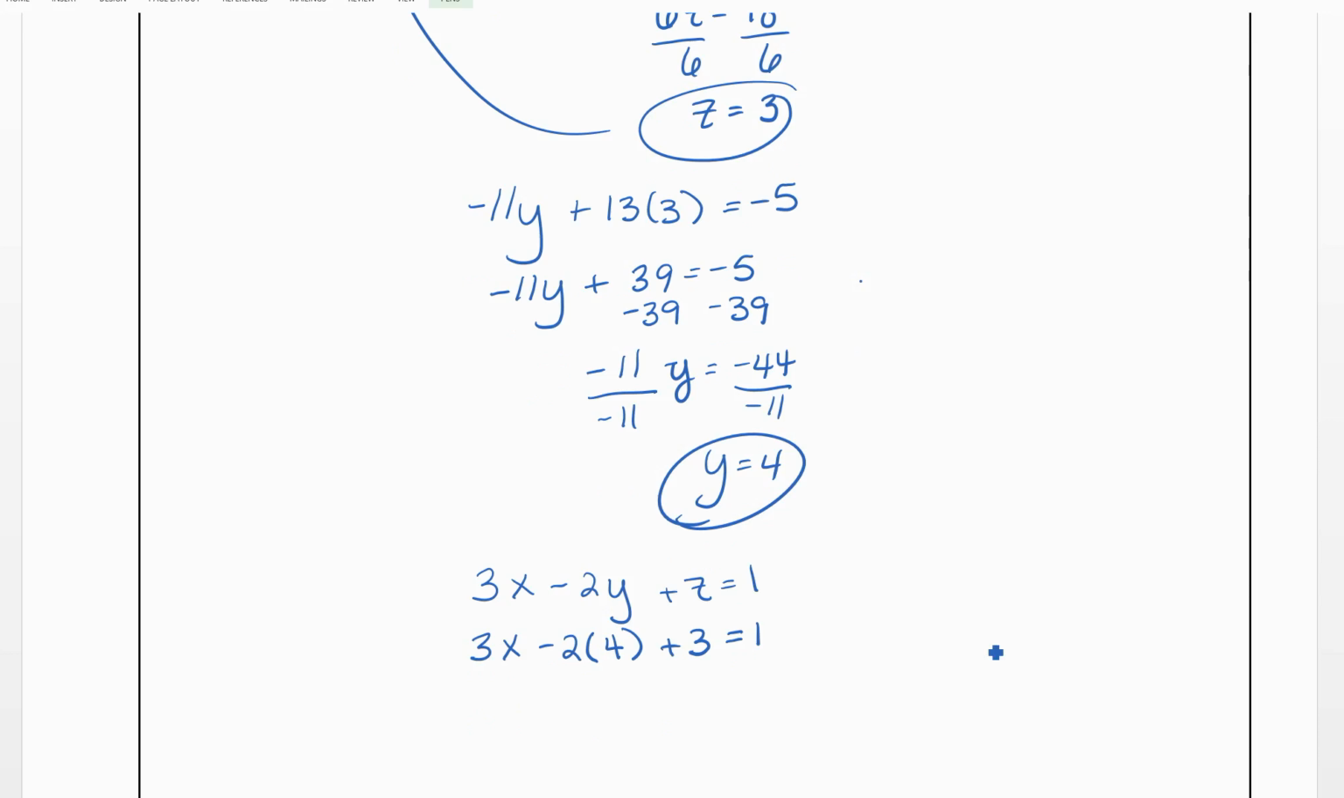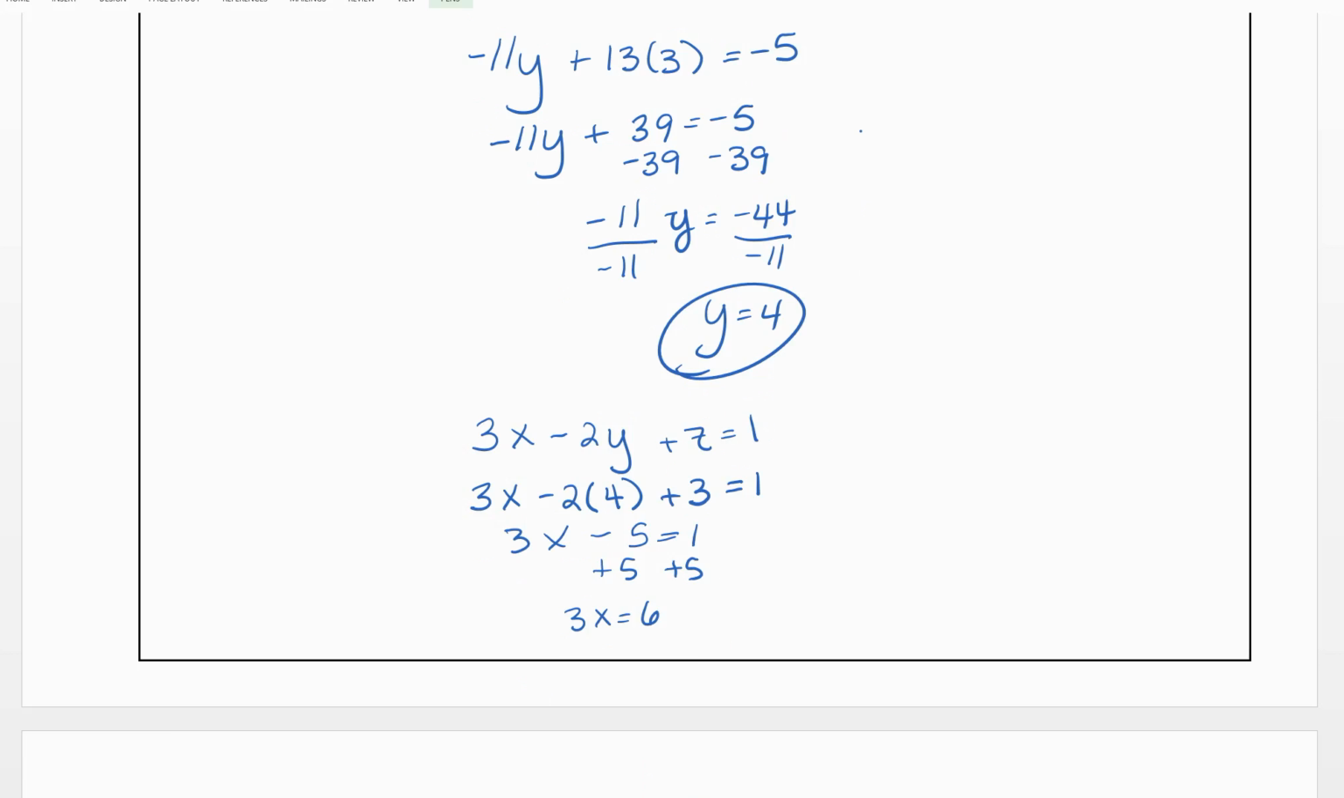Now we're just solving for x. So we'd have 3x minus 8 plus 3, so it'll be minus 5, equals 1. Add 5 to both sides. 3x equals 6. Divide both sides by 3, and we get x equals 2. So here we can see that our x equals 2, our y is 4, and our z is 3. We can write our solution as x, y, z: 2, 4, 3.